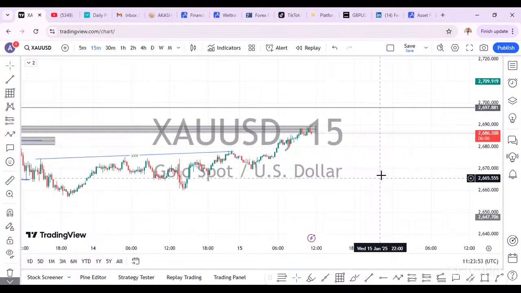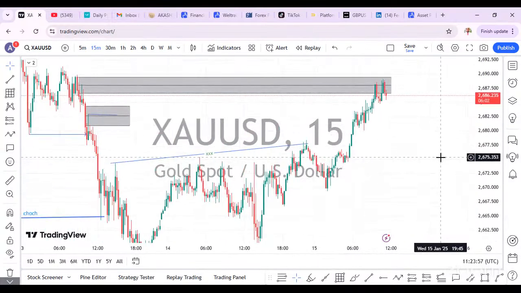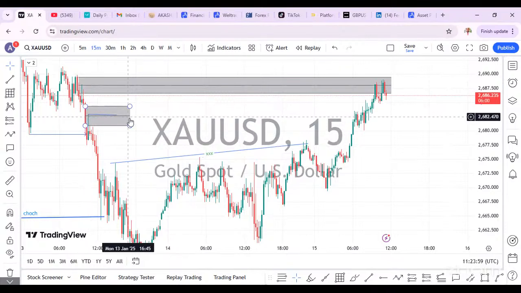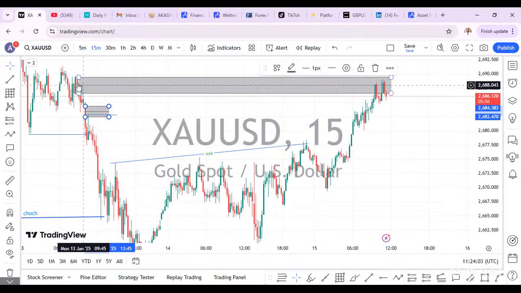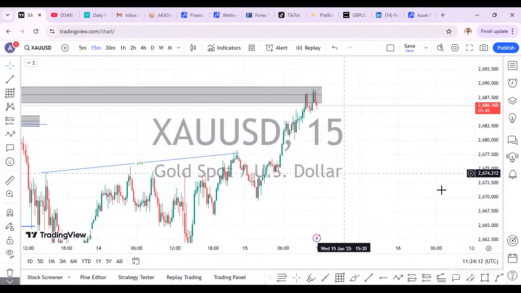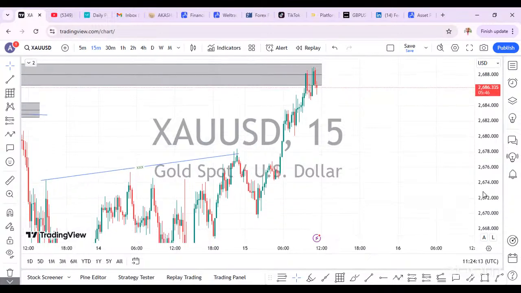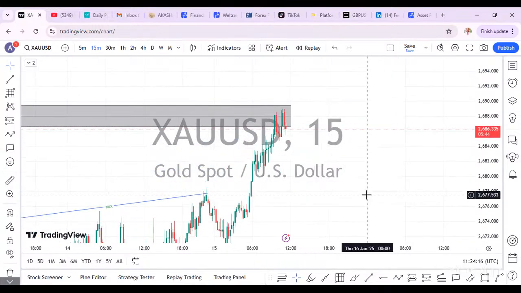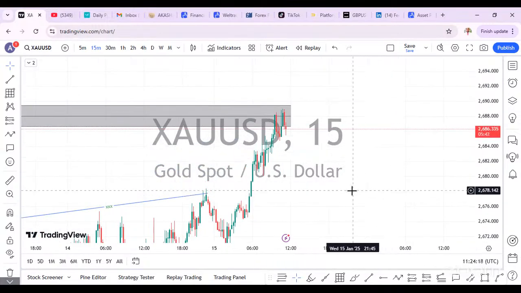On 15 minutes now, you can see clearly that this fair value gap has dragged price to our POI. Then this was inducement. So now what you will do on 15 minutes, you want to sell, right? Yes, I want to sell.